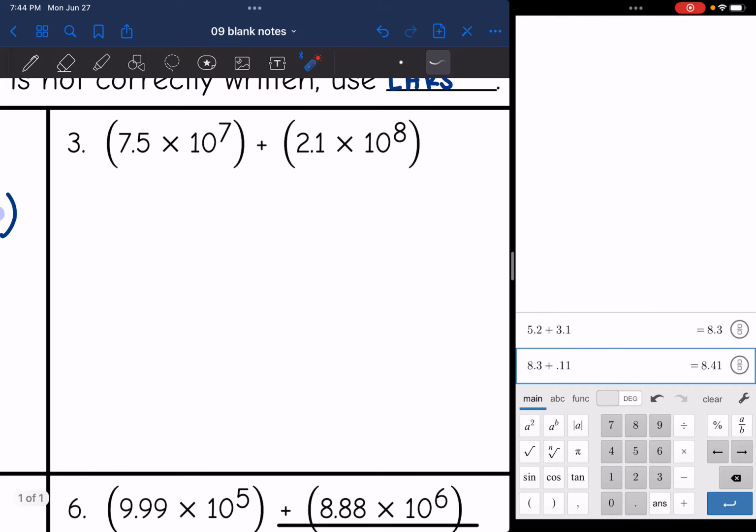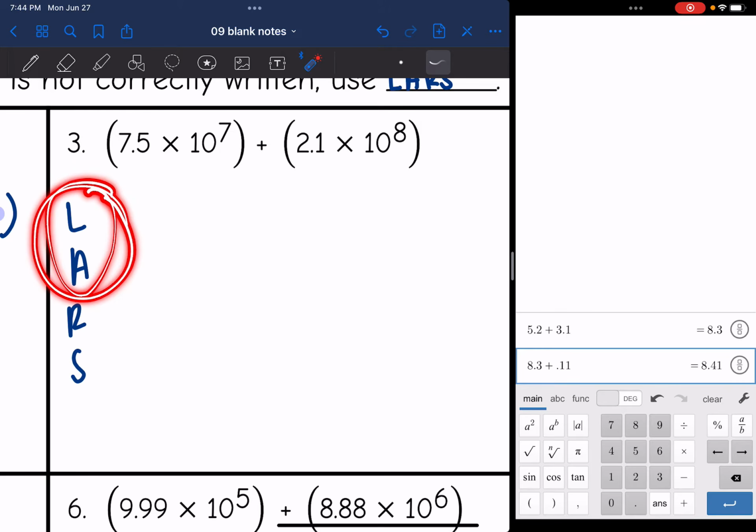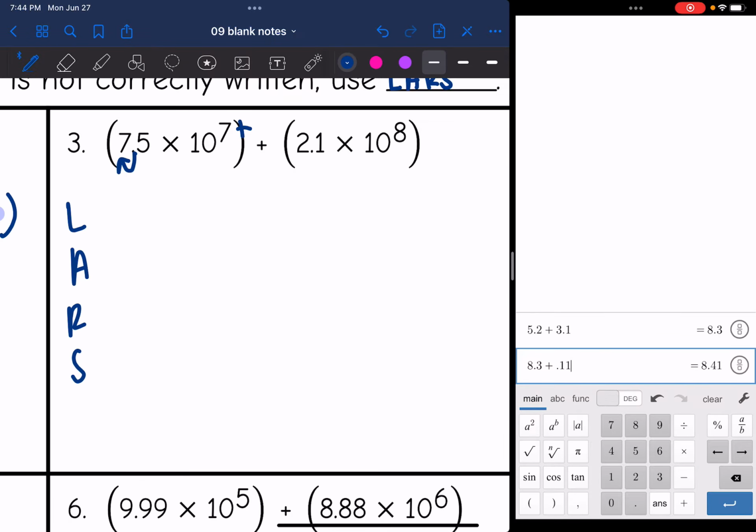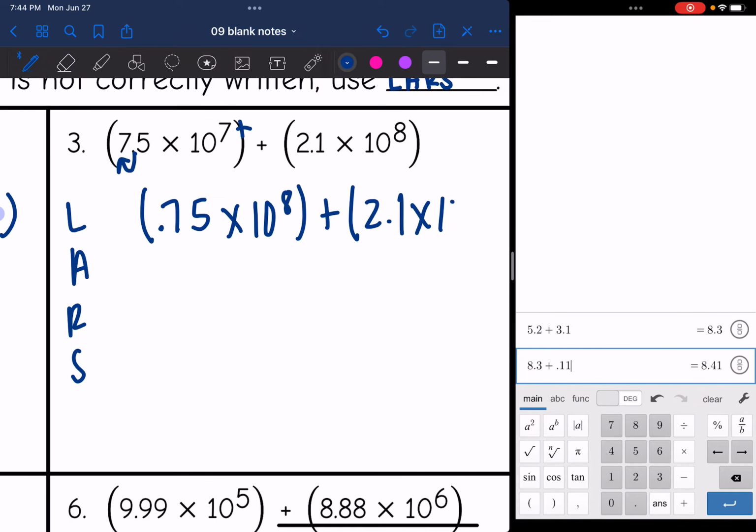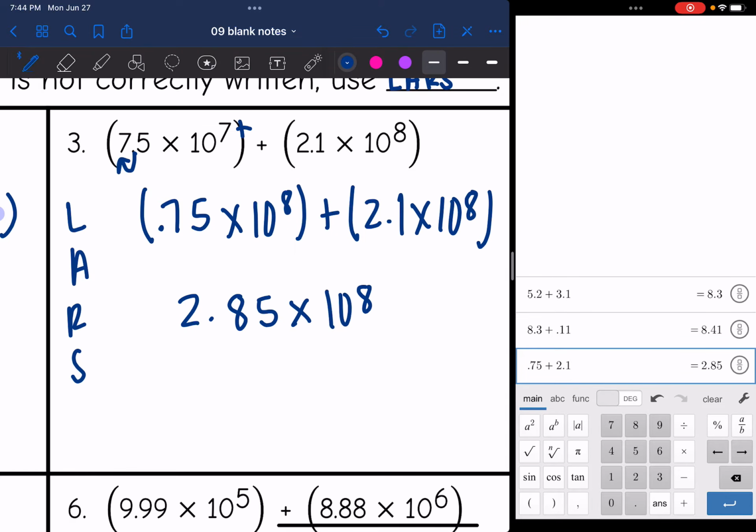Okay, I have different exponents here, so I need to change one of them. And remember, when we're adding, in general, we want to try and move a decimal left so that the coefficient doesn't get too big. So I want to add to this one right here to make it 8. So I'm going to move this decimal left here, and then I'll add here. So it'll be 0.75 times 10 to the 8th plus 2.1 times 10 to the 8th. So 0.75 plus 2.1 is 2.85. So I get 2.85 times 10 to the 8th.